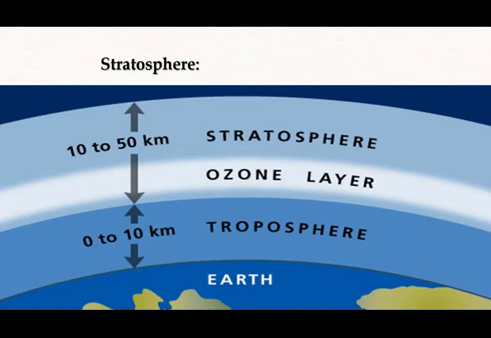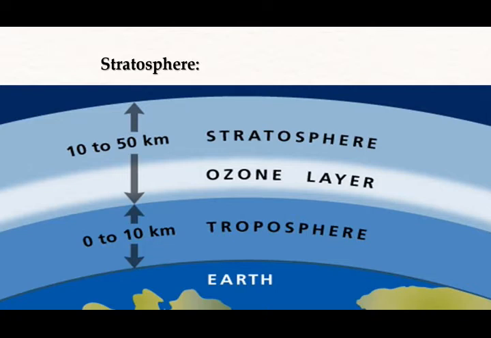Now this stratosphere, which runs between 10 kilometers to 50 kilometers from the Earth's surface, contains the ozone layer. This ozone layer is formed by the solar radiation, that is the sun's energy splits the oxygen molecules into atomic oxygen, and this atomic oxygen then combines with oxygen and forms the ozone layer.